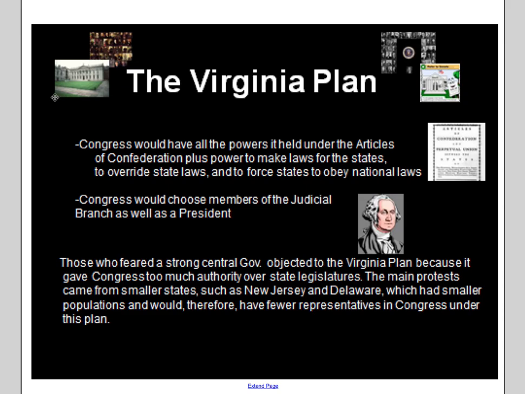Continuing on with the Virginia Plan, Congress would have all the powers it had under the Articles, but then it could also override any state laws. So in a sense, this plan nixes the state lines and really just makes one big national government. The Congress would choose the judicial branch, and it would also choose the president.